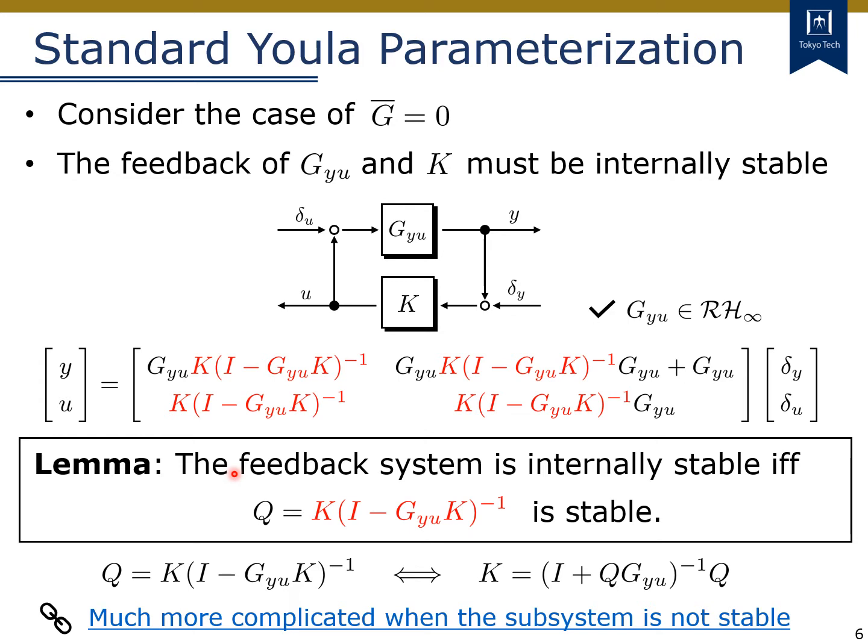Furthermore, by a simple calculation, we can see that this representation of Q is equivalent to the representation of this K. So, all controllers K that internally stabilize GYU can be written by this Youla parameterization, where Q is called the Youla parameter representing a stable transfer matrix. Please look at this link for the case of unstable GYU.